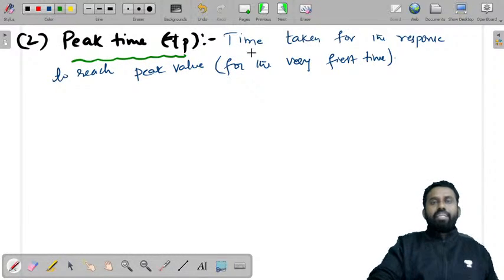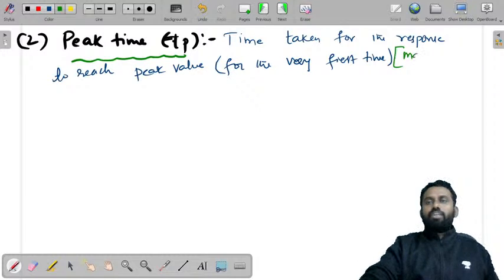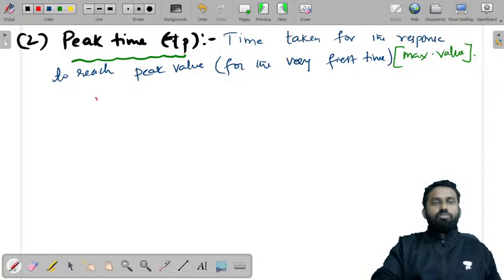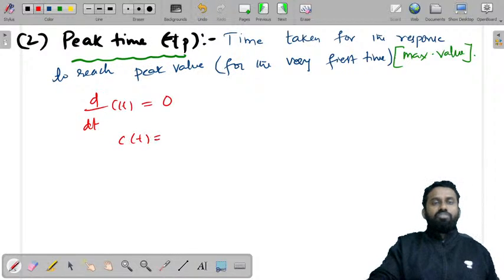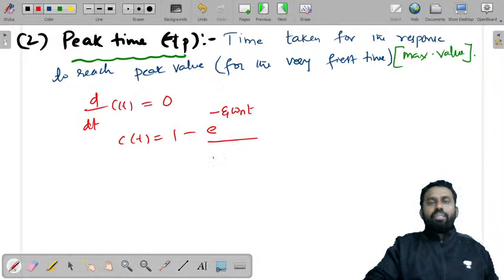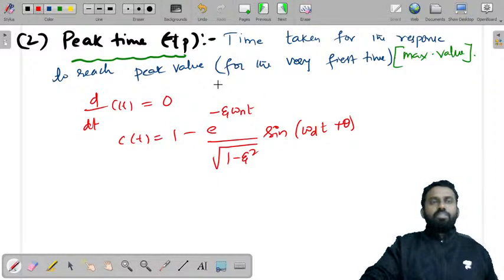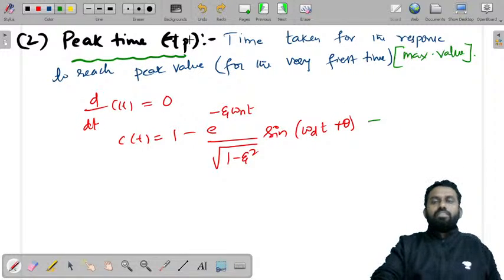Generally, to find any peak value, which is also called the maximum value, what do you do? You need to differentiate it, c of t, and equate it to 0. So let's consider c of t first, that is 1 minus e power minus zeta omega n t by under root of 1 minus zeta square sin of omega d t plus theta. And what is this theta? Let's write this value.